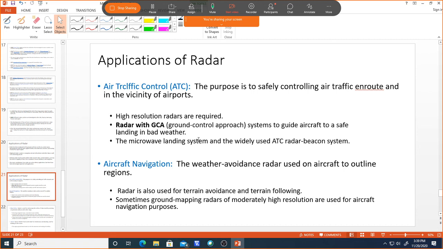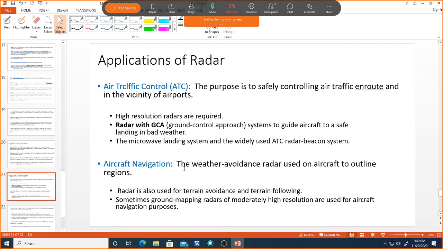In these systems also, high resolution radars are used and required. And in aircraft navigation, the weather avoidance radar is used on aircraft to outline the regions where the weather is not proper, so we need to avoid those conditions or places so that the aircraft does not go there.